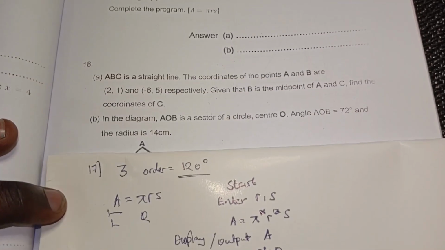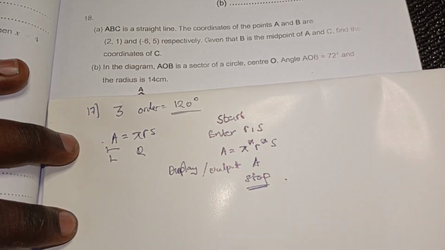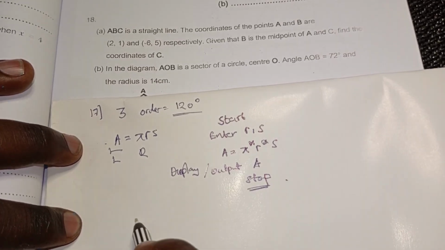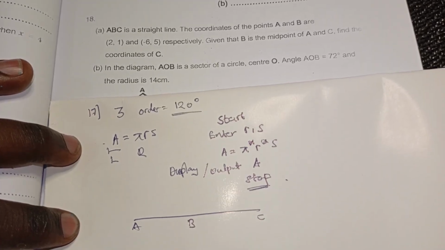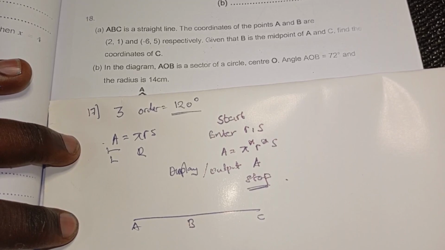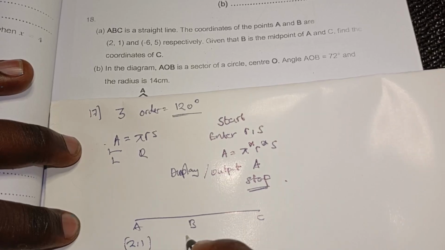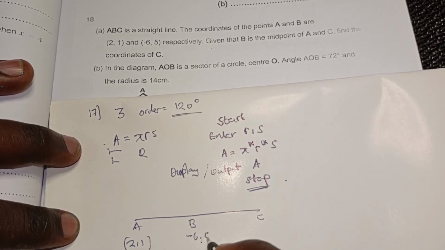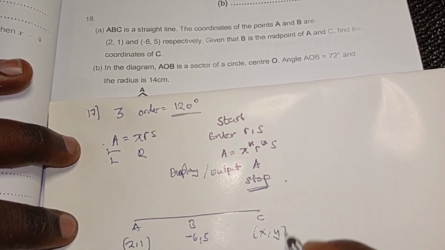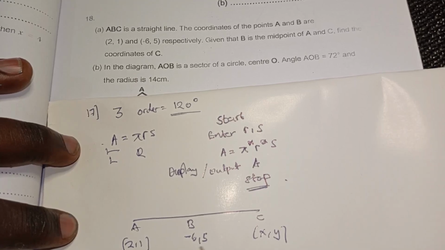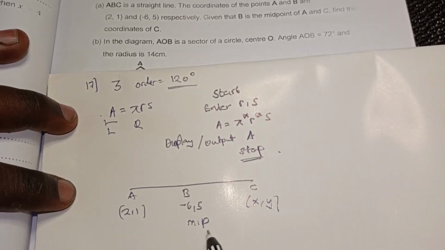Okay, so we go to question 18. ABC is a straight line. So you have a straight line, I'll draw it like this: A, B, C. The points A and B are given. Point A is 2, 1. Point B is negative 6, 5. And point C, you don't know, so you're just going to put x, y. Given that B is the midpoint.